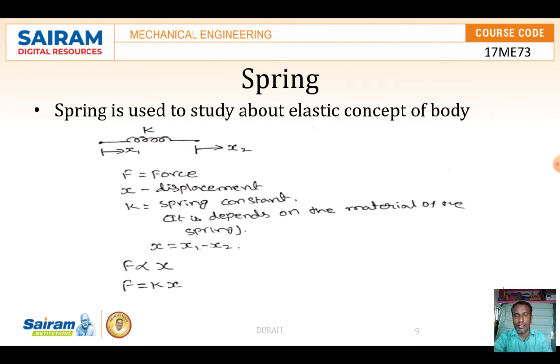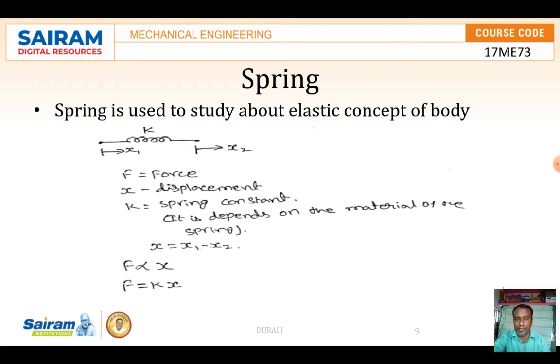Then you can go to the spring. Okay, so in the spring there are two nodes. Once any force acts on the spring, what happens? This node will be moved to the x1 distance, and this node will be moved to the x2 distance. So f is equal to force, x is equal to displacement, how much distance it has moved, and k is equal to spring constant.